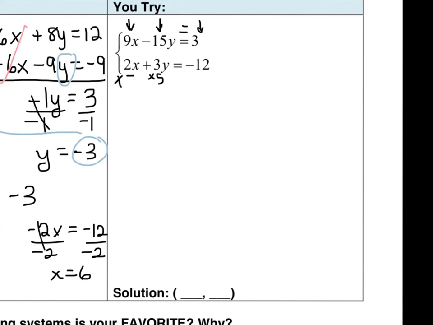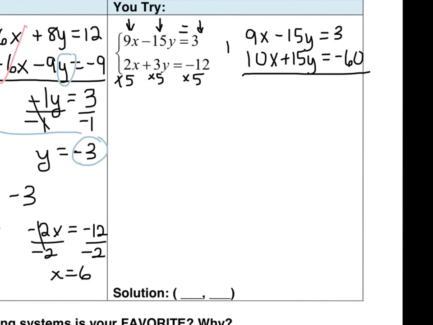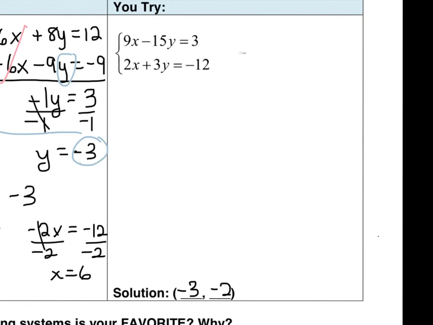So let's multiply everything on the bottom by 5. So the two equations you'll work with, the top one doesn't change. The bottom one will become 10x plus 15y equals negative 60, and you will be able to turn that into one big addition problem with the y's canceling out. So take it from there. And your final answer should be negative 3, negative 2. Be very careful with your negative signs. That's usually the place where people get messed up the most, so just be careful.